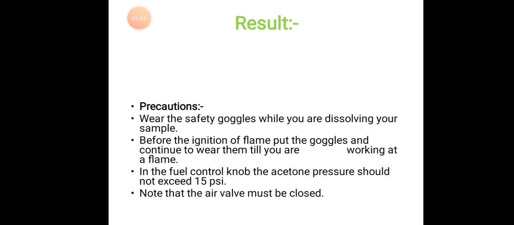Precautions to be taken while using AAS. Wear safety goggles while you are dissolving your sample. Before the ignition of the flame, put on the goggles and continue to wear them as long as you are working at the flame. In the fuel control knob, the acetylene pressure should not exceed 15 psi. Note that the air valve must be closed.